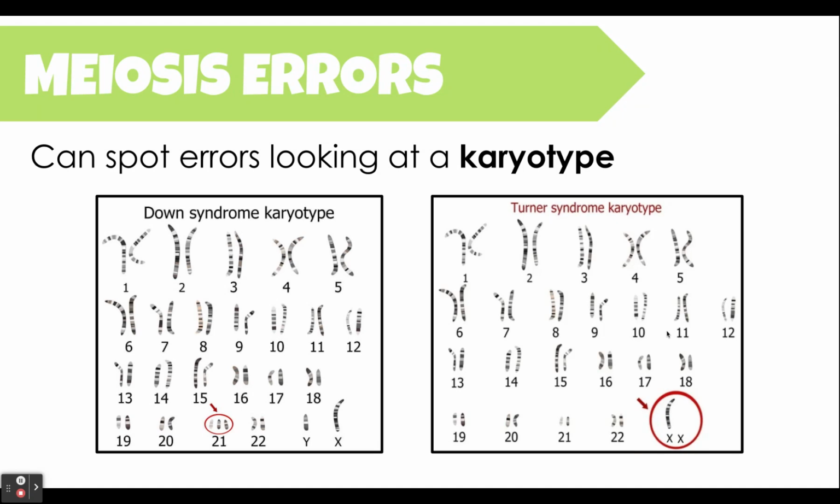Another example of a disorder related to meiosis errors is Turner syndrome. And this is where they have one less sex chromosome. So the last pair of chromosomes are the sex chromosomes, determining if you're genetically a male or female. They only have one instead of having two.